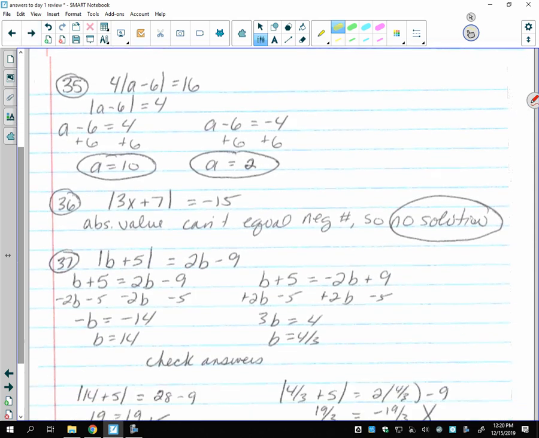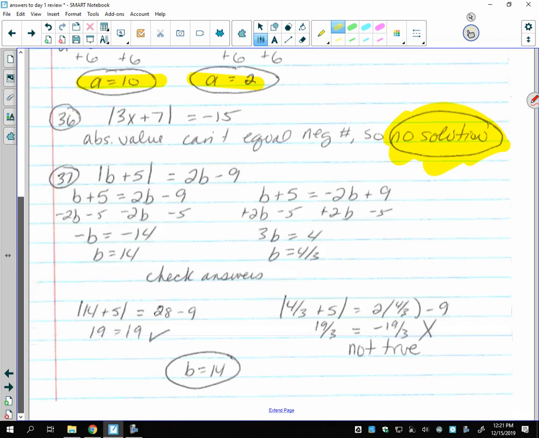Absolute value equations. Remember, when you set up an absolute value equation, you have to set up 2 equations because the absolute value could equal the positive number, like 4, or it could equal the negative number, negative 4. So you get 2 answers. But you always want to check your answer, so make sure that you look at those, okay? So like number 36, an absolute value can't equal a negative number, so remember that sometimes you get no solution.